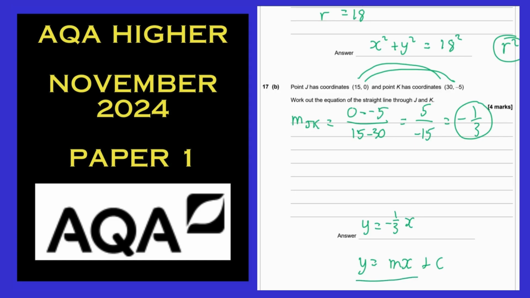So there's the formula. Let's replace y with 0. Let's replace m with -1/3. x with the x coordinate of 15. And the c is what we don't know. 1/3 times 15 is 5, so that works out to be -5. Hey presto, add 5 to both sides. That's your value for c. Plonk it on the end, and you've got your 4 marks.